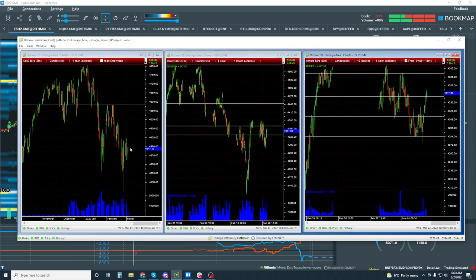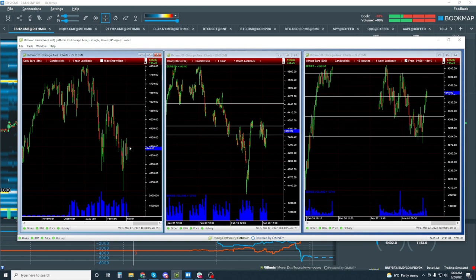Here's our daily chart on the left-hand side. Look at the candle here. This is rejection down here. These tails, it's rejection. Yesterday, we were looking for the move down. We saw the rejection on the upside here and the move down. So we were looking for continuation to the downside.